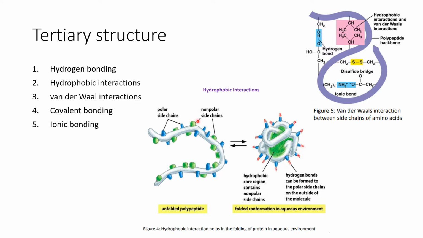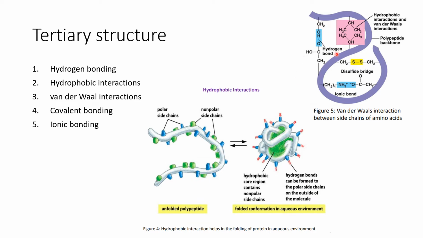I've shown here on the left a schematic of beads on a string, or a string of amino acids. We have polar side chains in blue and non-polar side chains in green. When this folds in on itself, you have a hydrophobic core with the nonpolar side chains, and then the hydrogen bonds can be formed to the polar side chains on the outside of the molecule. So all of the polar side chains are on the outside, where the aqueous solution would be, and the hydrophobic part, the part that doesn't like the water, would be tied up in the middle.